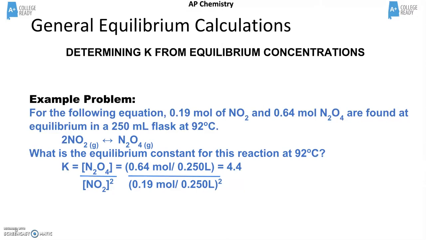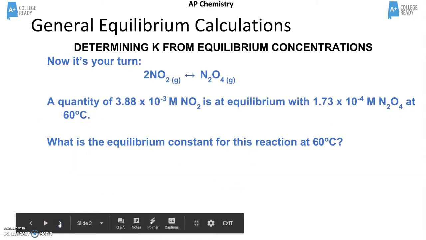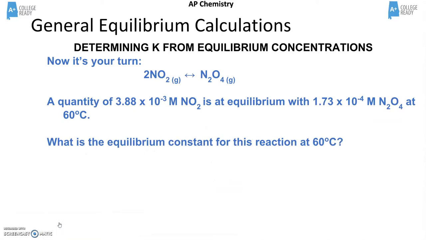So if you notice when I write my equilibrium expression to solve for K, my product is over my reactant, and each is raised to the coefficient. Then I incorporate my concentration of the moles per liter. So notice again, you have to do moles per liter. And remember, K does not have units. Okay, so now it's your turn.